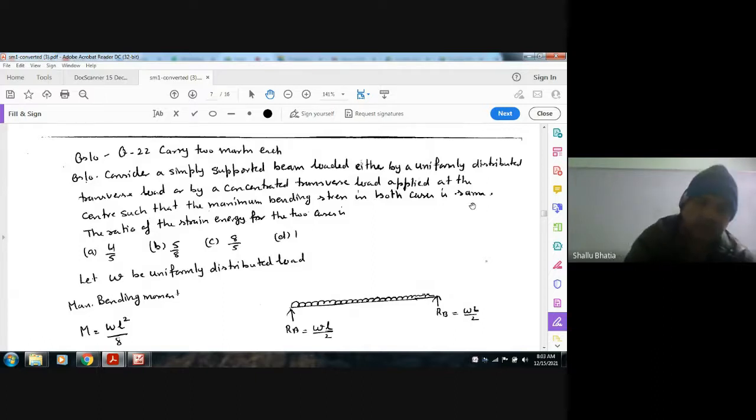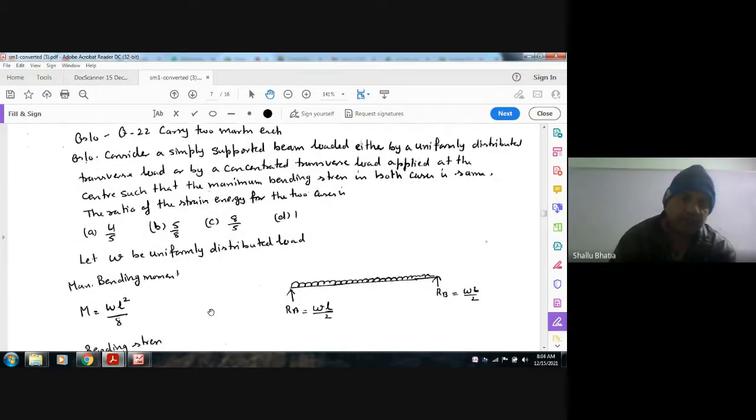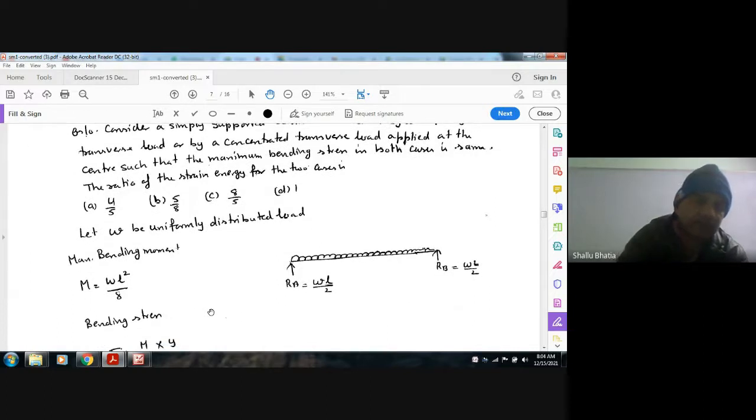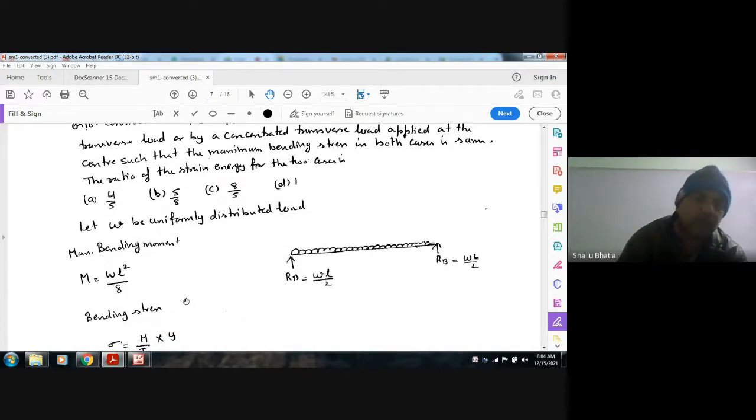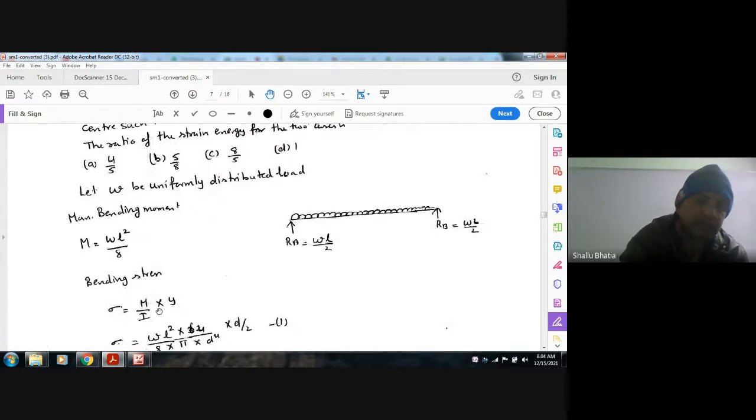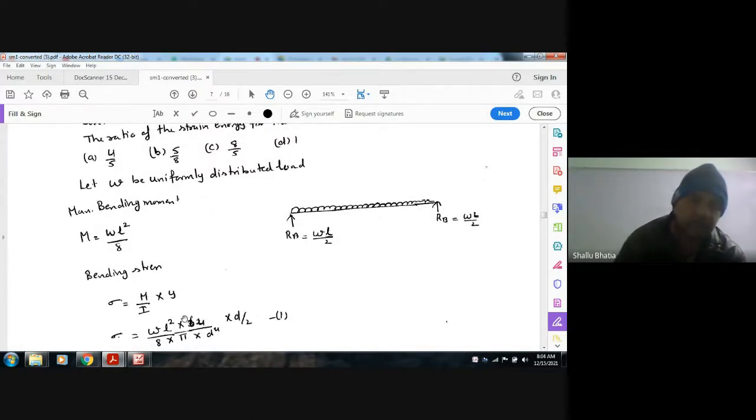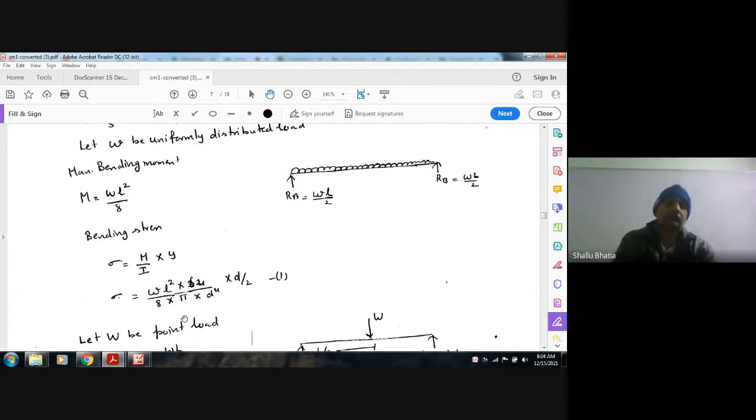So this is a simply supported beam and small w is the UDL. So RA will be WL by 2 and RB will be WL by 2. So maximum bending moment will be WL square by 8. That is the formula that we can write. Now using bending equation M by I equals sigma by y, sigma is WL square by 8 into 64 by I. I is pi by 64 d to the power 4. So sigma is coming out like this.